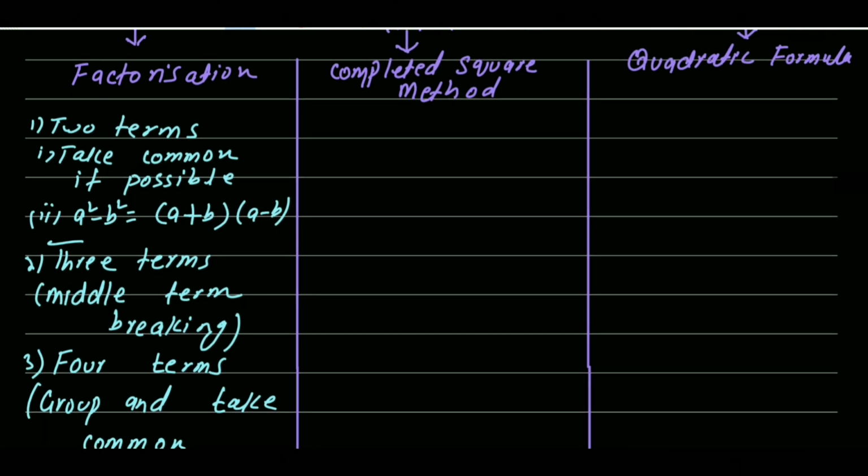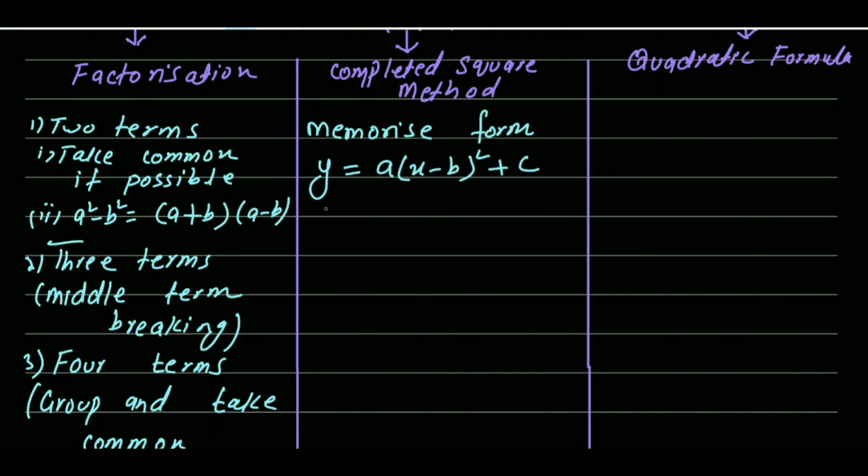Okay, so what is the completed square method? First of all, you have to memorize the form. What is the form of completed square? Y is equal to a into x minus b whole square plus c.